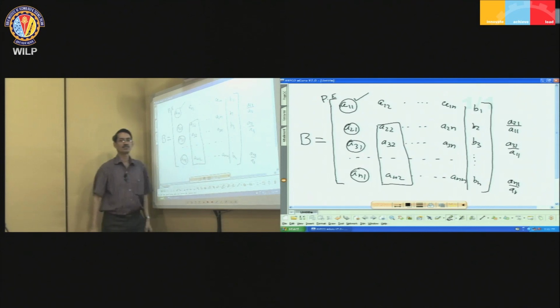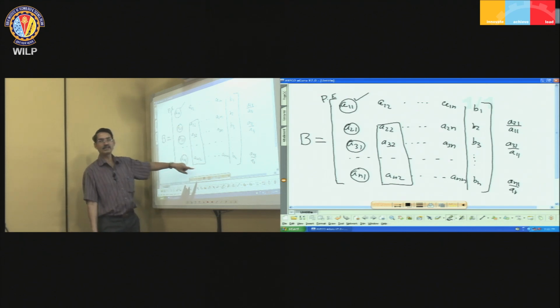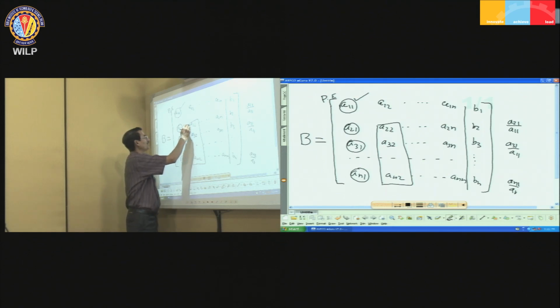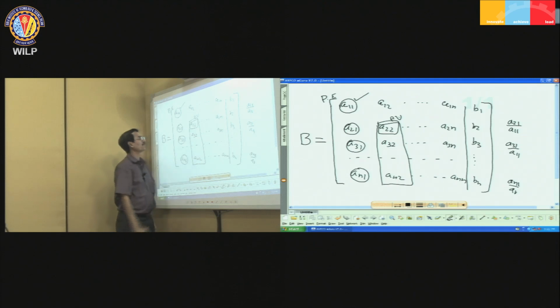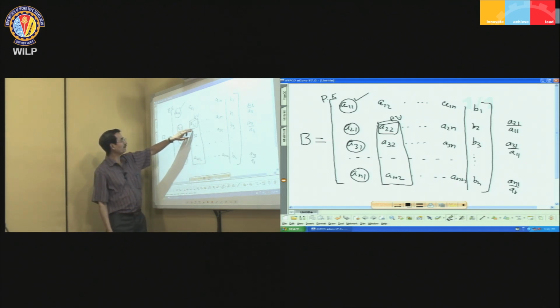Then again choose the pivot element. That means see which one is numerically largest. If required, interchange and bring this one to this position. So this is again the pivot element, A22. The moment this is decided as the pivot element, all elements below this pivot element should be 0.